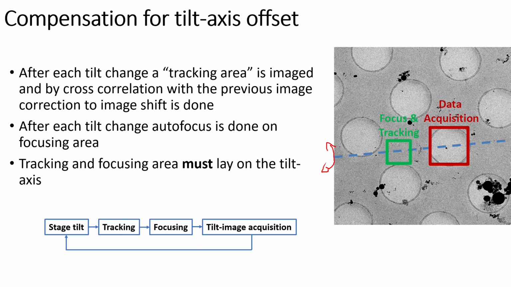And also for the tracking and focusing area, we are usually choosing an area on the carbon, which is, let's say, rich in contrast information. And also we can apply more dose on these parts.